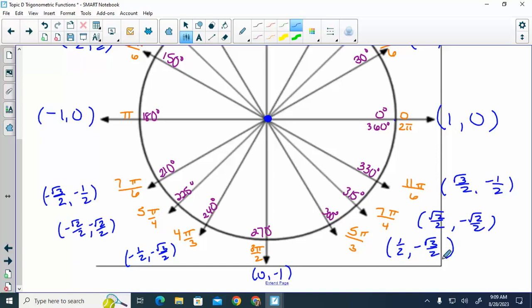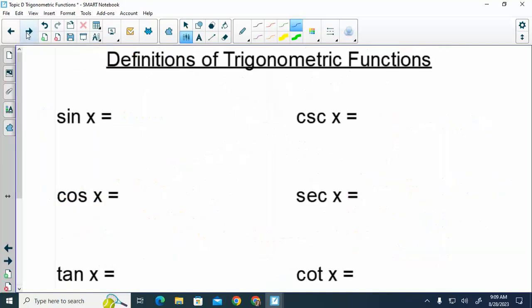Alright, how did we do with those? So, you remembered more than you thought you did, hopefully. Alright. Let's keep going with this stuff. So, the definitions. We define these things several different ways. So, let's start. The most useful definition for us would be the x, y, and r definition.